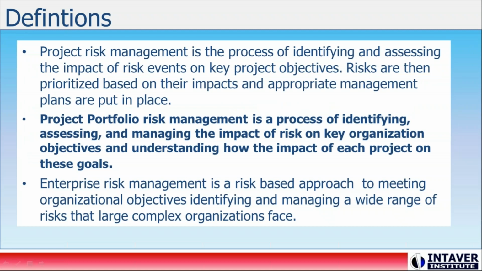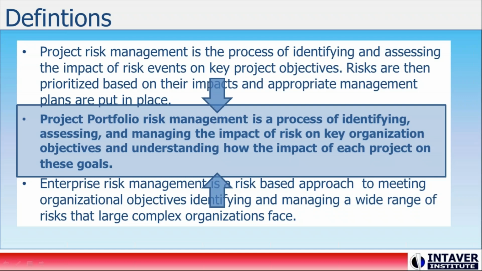So, definitions. At the very top, project risk management is the process of identifying and assessing the impact of risk events on key project objectives. Risks are then prioritized based on their impacts, and appropriate management plans are put in place. So nothing really new there. And at the bottom here, enterprise risk management is a risk-based approach to meeting organizational objectives, identifying and managing a wide range of risks that large, complex organizations can face. It tends to be very high level.